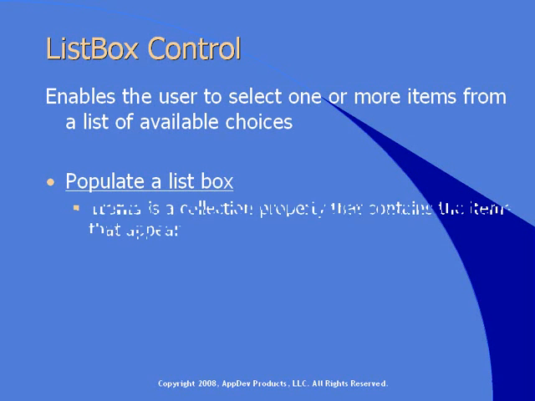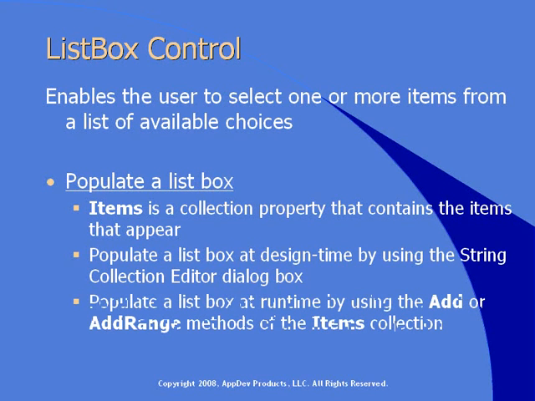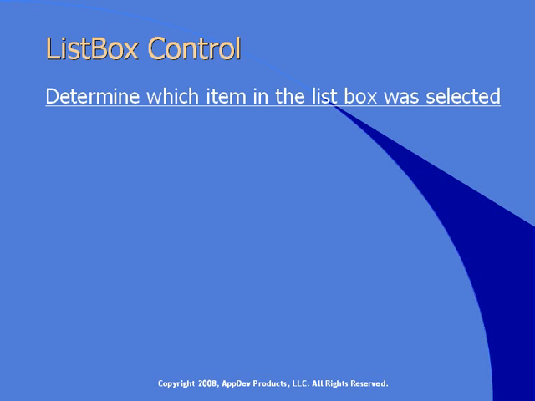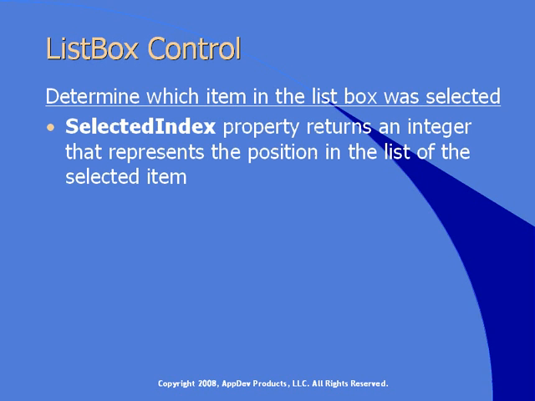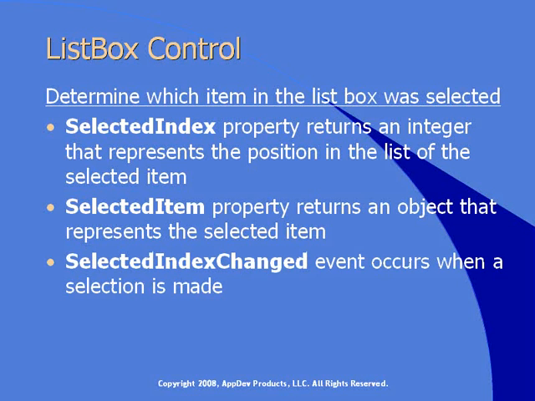To populate a list box, you'll do the exact same thing that you did with the combo box. That doesn't change. So you'll use the items collection, which contains the items that appear, and then you can populate the list box at design time or at runtime the same way that you'd populate a combo box. And determining which item was selected is also the same. The selected index property returns the number representing which item was selected. Selected item is an object representing the actual item that was selected, and the selected index changed event occurs when a selection is made. So the basics of populating and the basics of determining which item was selected is the same between the combo box and the list box.